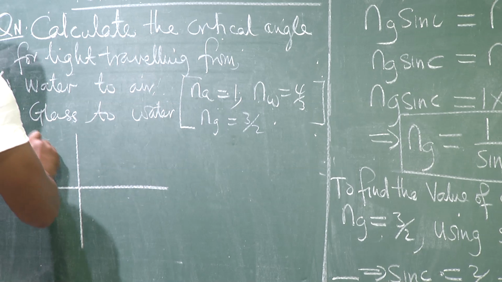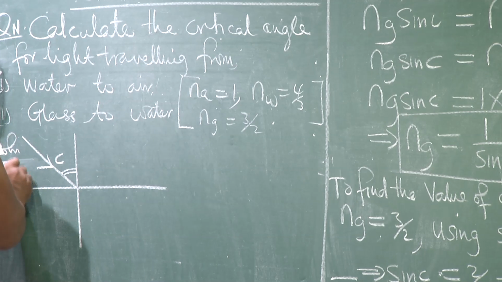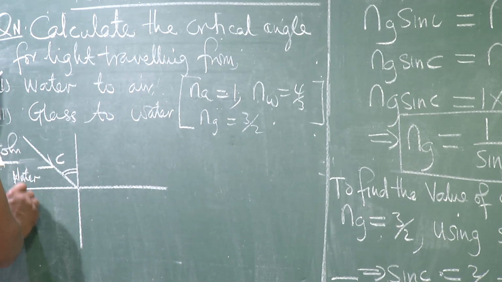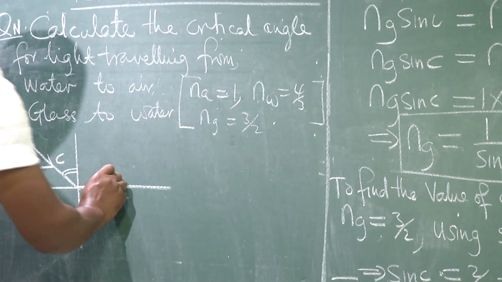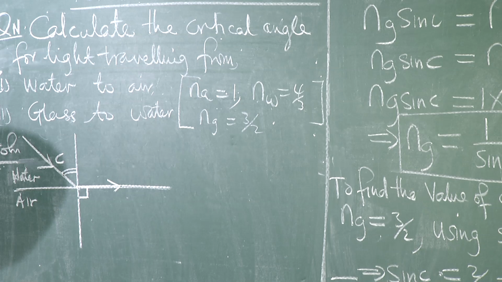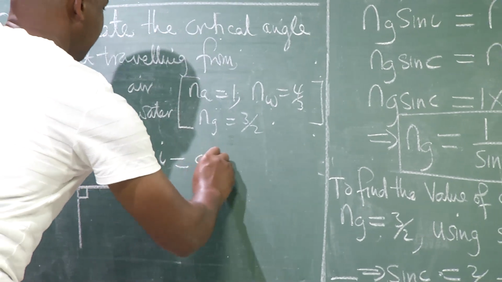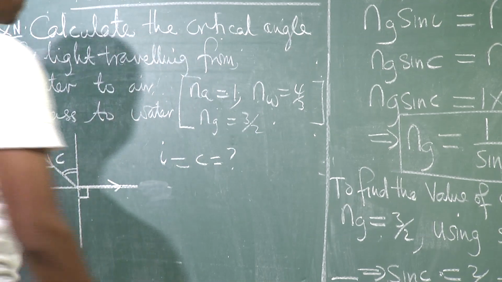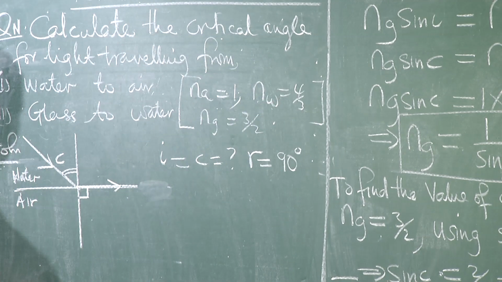If I choose to use a diagram, I will call this angle the critical angle you are looking for. This medium is water, and this is air. And like we said, the critical angle causes light to graze the interface, and therefore the value of I is C, which we are looking for. The value of R is 90 degrees, which we know. The values of the refractive indices are known.